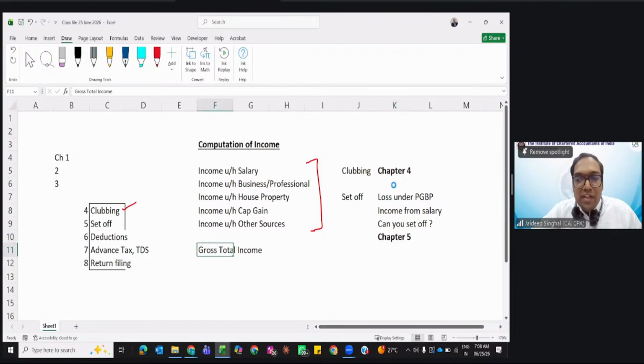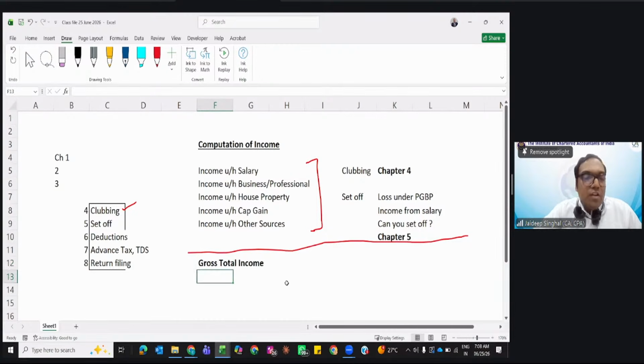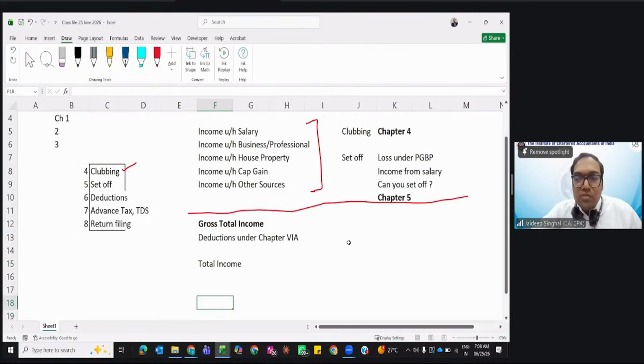Now, once we are done with it, then we calculate gross total income. After gross total income, we reduce deductions under chapter 6A. Then we arrive at total income. These deductions will be covered in chapter number 6.